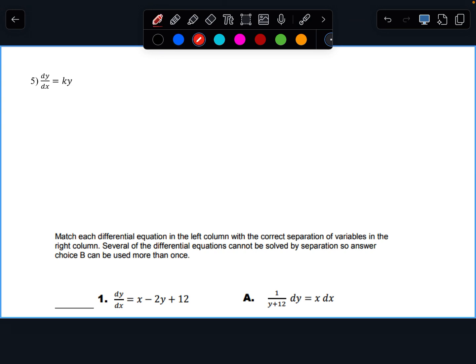When you solve this, you'd have 1 over y dy equals k dx. Rule of thumb, keep the most stuff away from y as possible, because eventually you're going to have to get rid of it anyway and integrate it. So keep y as simple as possible. That's just my advice to you. k is kind of weird, but k is a constant, so we're just going to go with it. So you get natural log absolute value of y equals kx plus c.